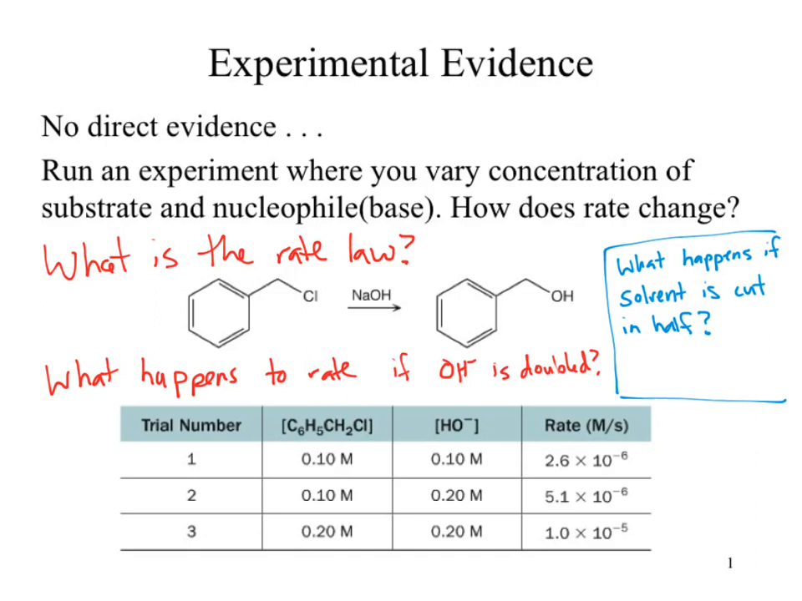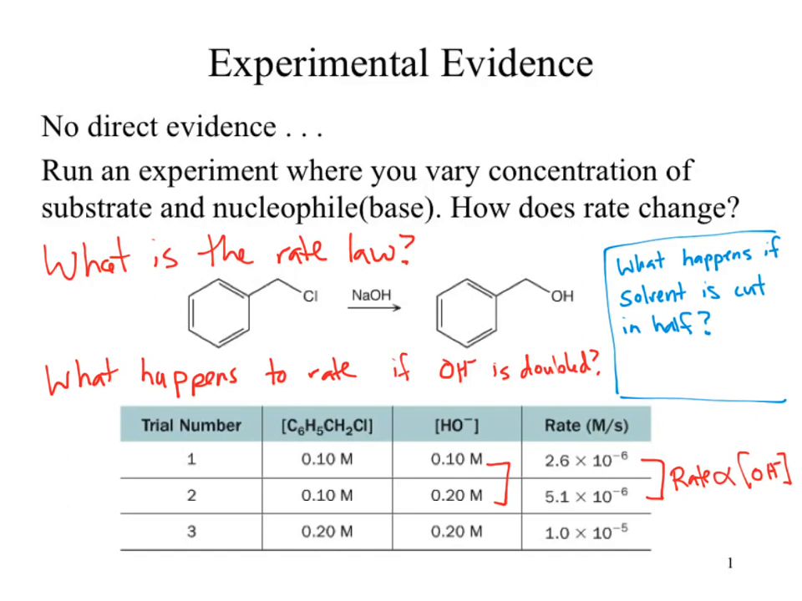Okay, so within those first two experiments, you should notice that the only thing that changed was we doubled the OH. What happened to the rate? It also doubled. So what does that mean? Our rate is directly proportional to the concentration of OH minus, which, as you guys were all jumping to, is referred to as first order.